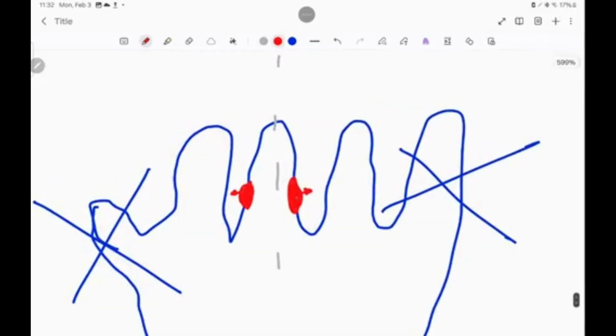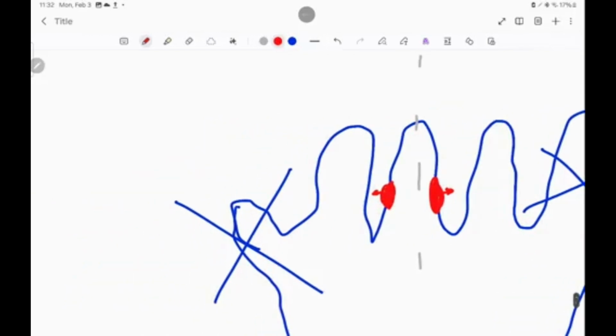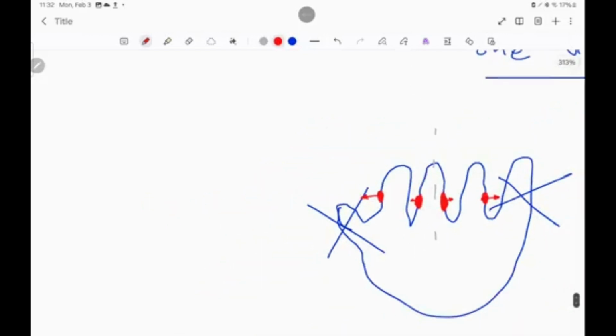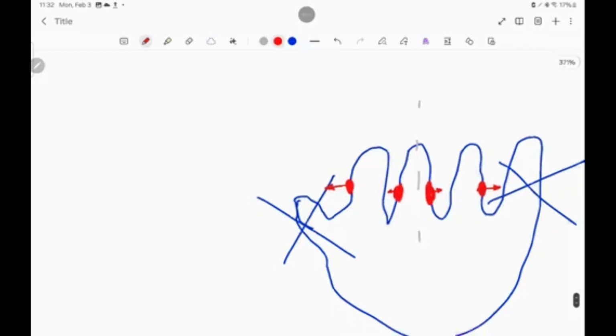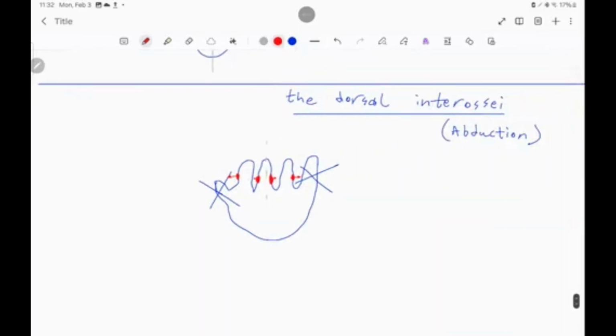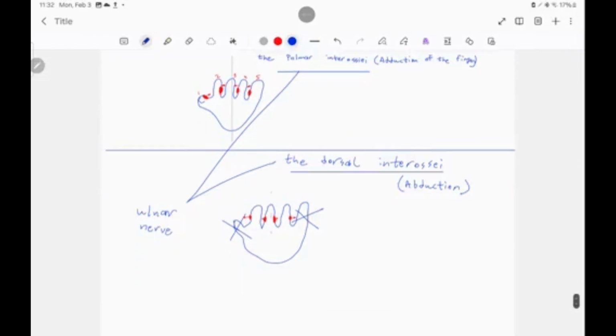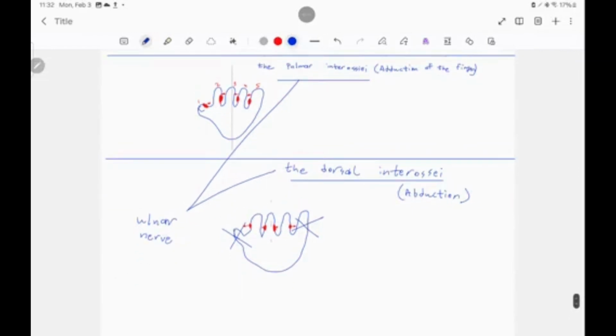What about the other two fingers, the index and the ring? Each one of them has one abductor, that moves them away from the axis. And these are the dorsal interossei. The palmar and dorsal interossei are innervated by which nerve? Ulnar nerve. And they are intrinsic hand muscles. Okay.